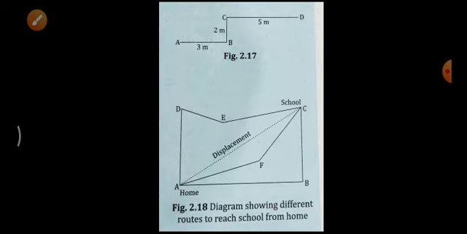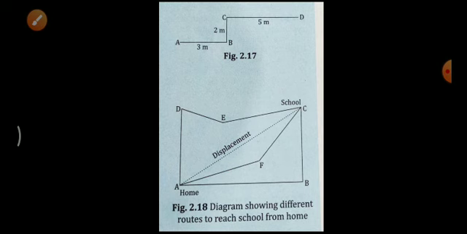Then the next one, about distance and displacement. This one also we have already discussed. So let us try to understand this more clearly. Okay. Here you can see the first figure, 2.17, is given. So what is the meaning of distance? I am just going to explain that.